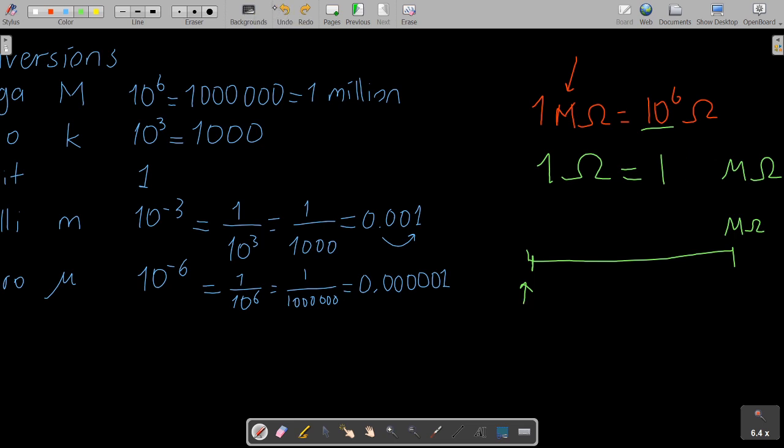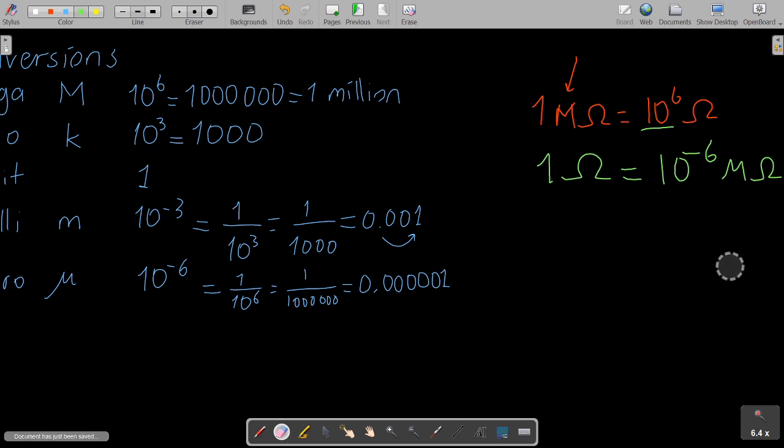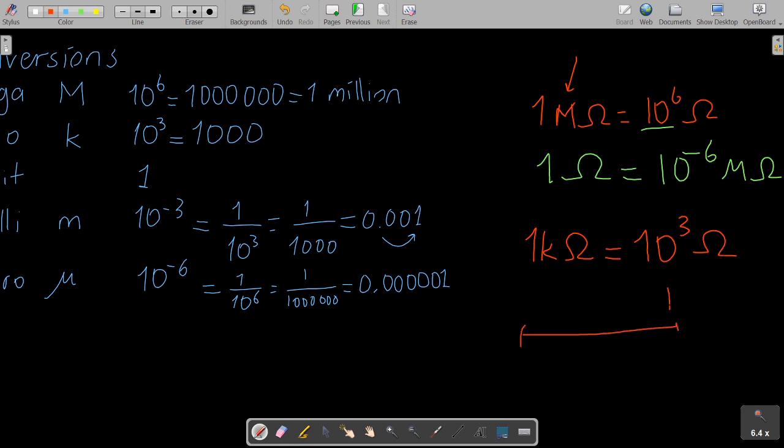And we are going to keep applying a similar idea to the other prefixes too. So let's move on. Kilo, we said that stands for 10 to the power 3. So if I have 1 kilo ohm, I can write easily that this is 10 to the power 3 ohms, 1000 ohms. So this means that if this is kilo, 1 ohm is just 1/1000 of it, very small, right?